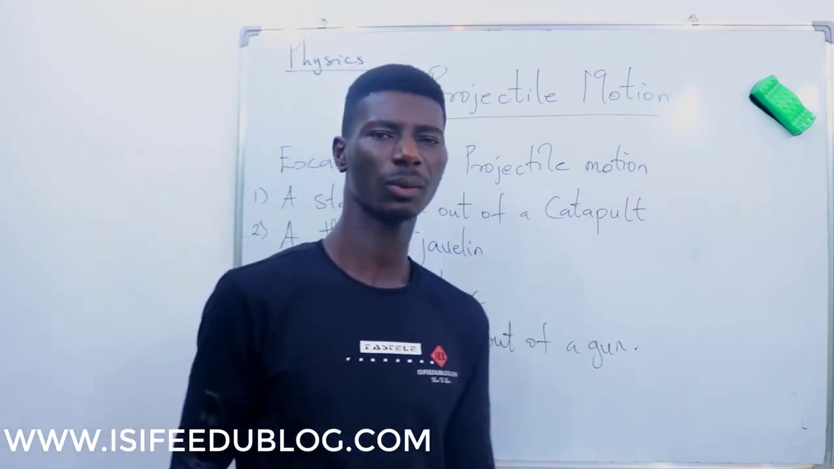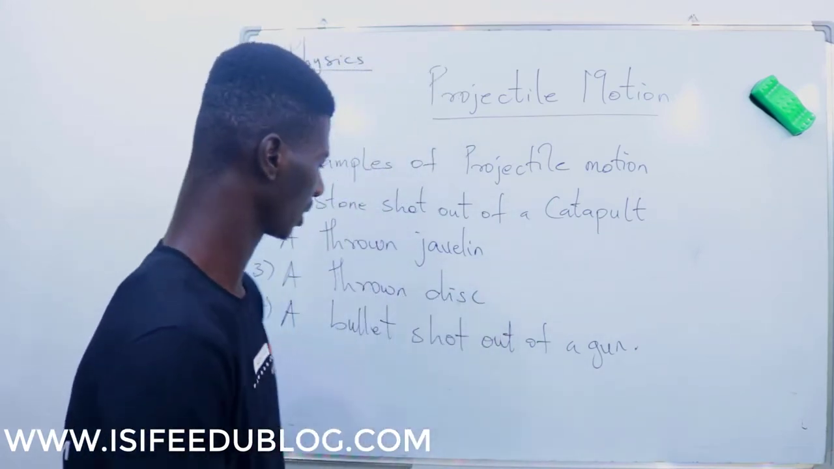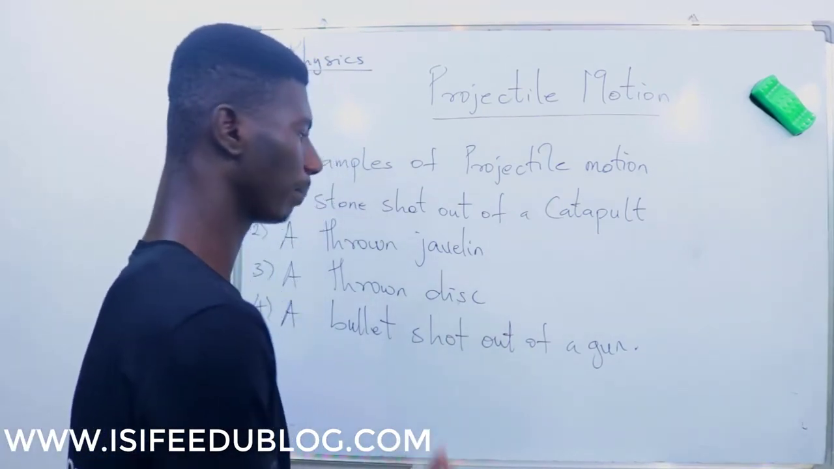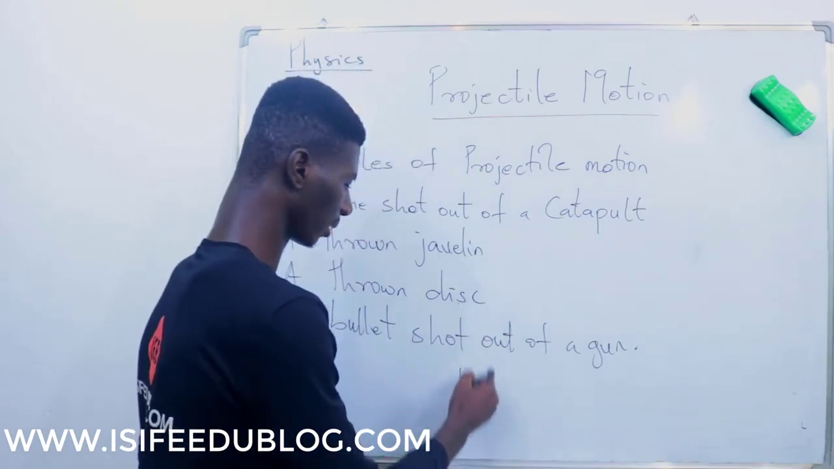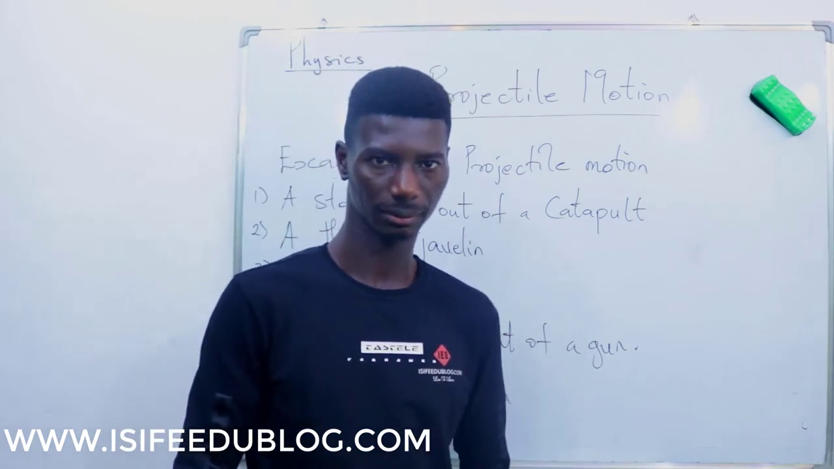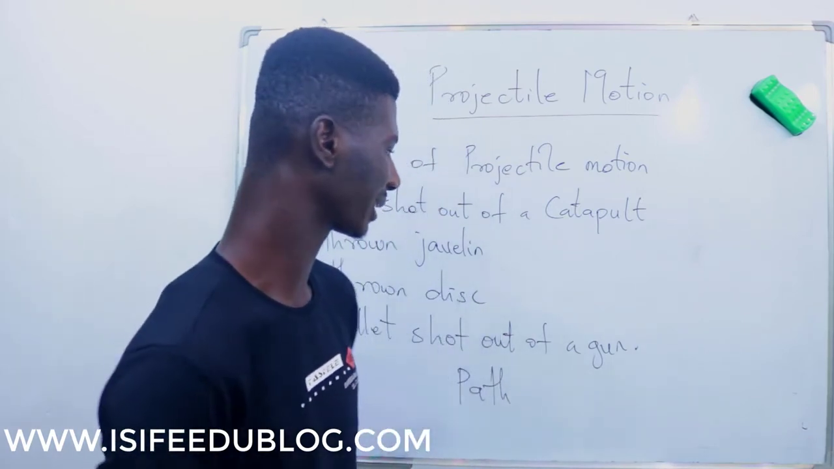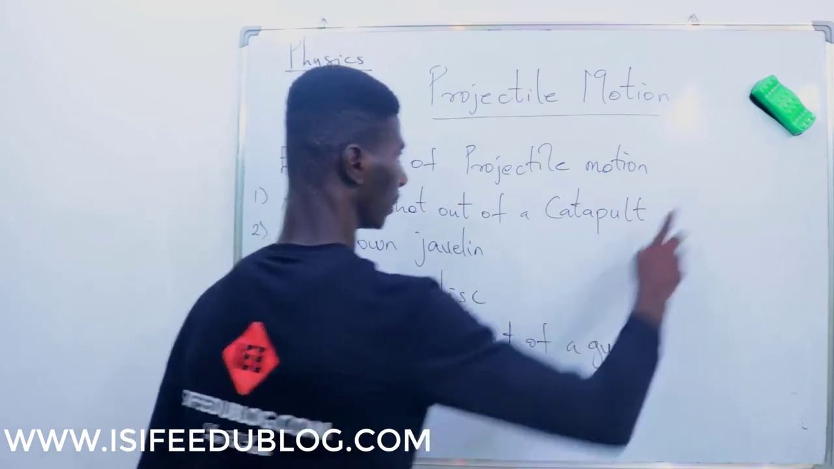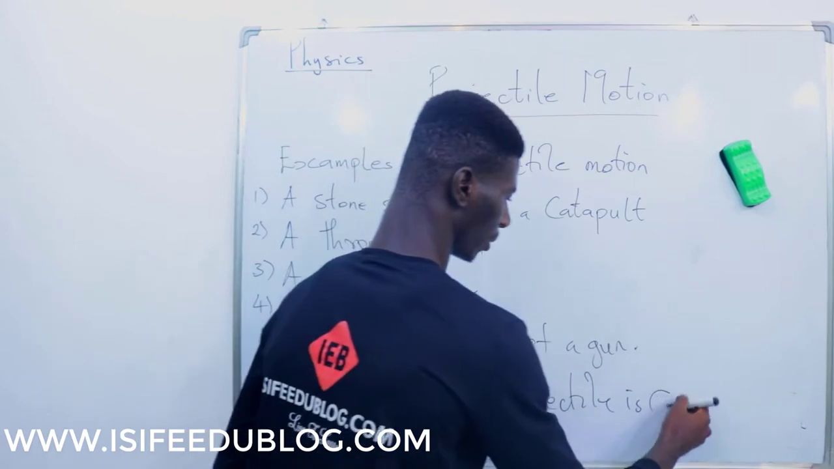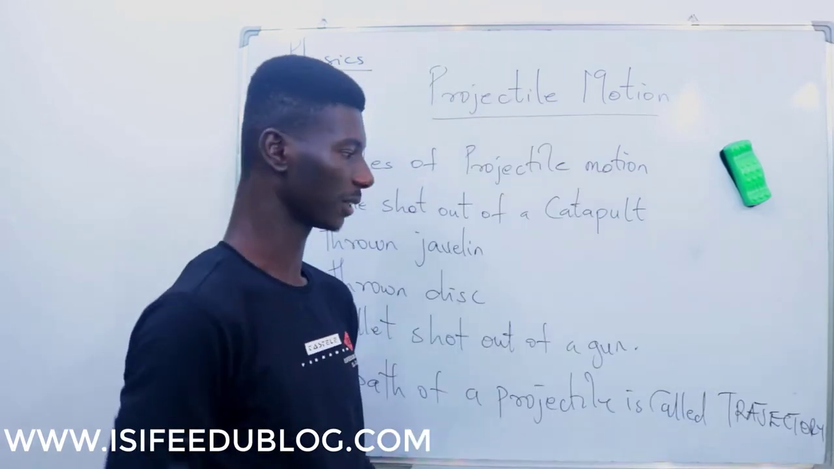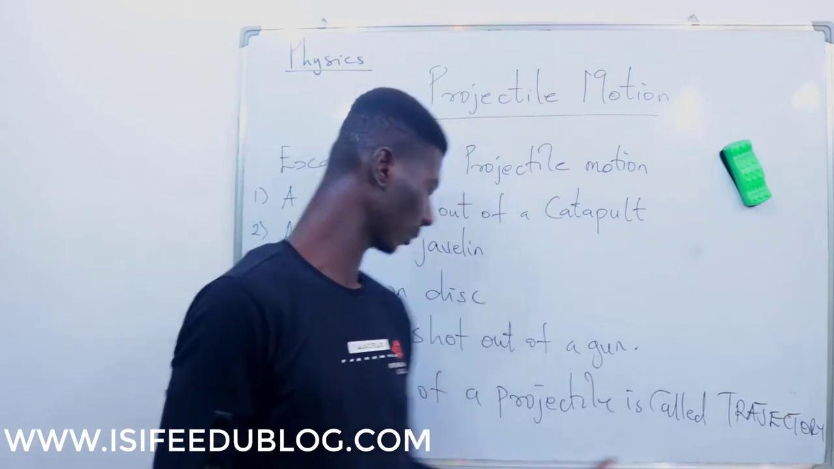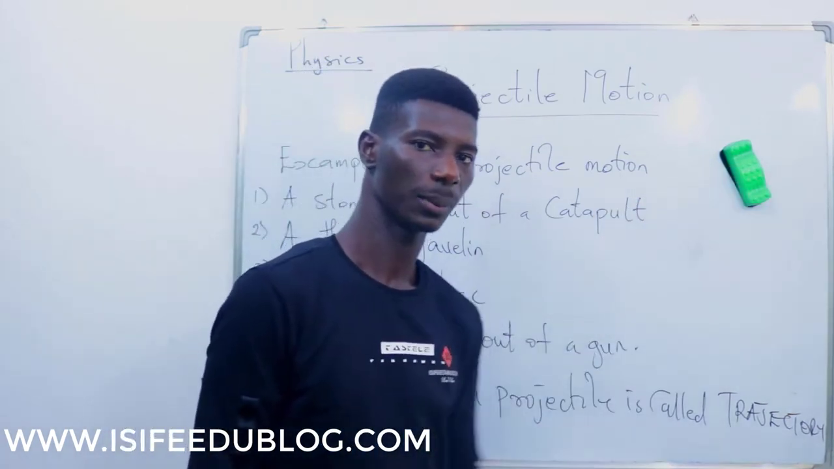Now, another important thing I would like to stress here is the path of a projectile. That's another thing they normally ask you. The path of a projectile is called a trajectory. Please note that the path of a projectile is called trajectory. Be very careful. For exam's sake, especially those in JAMB, the path of a projectile, the way a projectile follows, is called a trajectory.